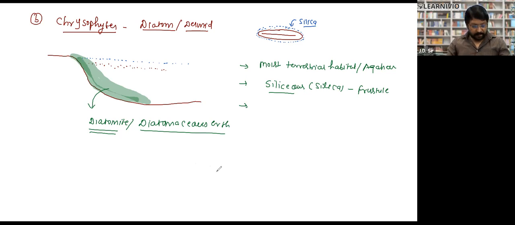Next point. They have chlorophyll A and chlorophyll C.